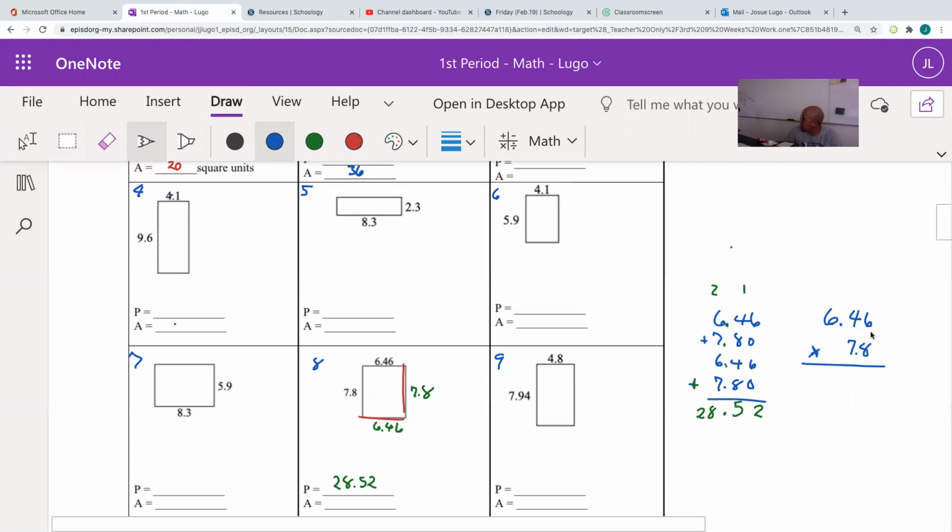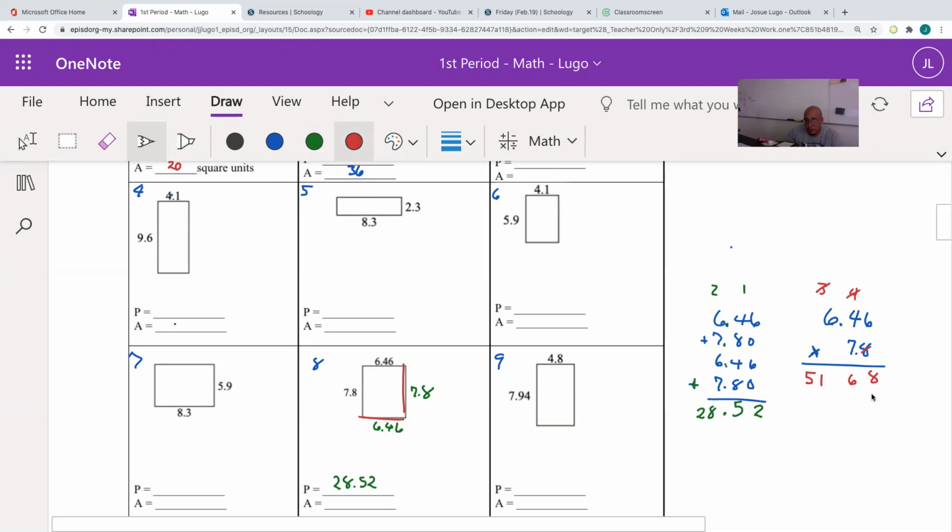So the 8 is under the 6, and the 7 is under the 4. So let's go ahead and multiply. 8 times 6 is 48. 8 times 4 is 32, plus 4 is 36. 8 times 6 is 48, plus 3 is 51, I believe. So that's 48. Yeah, 51. So I am done with these, and I'm done with the 8.